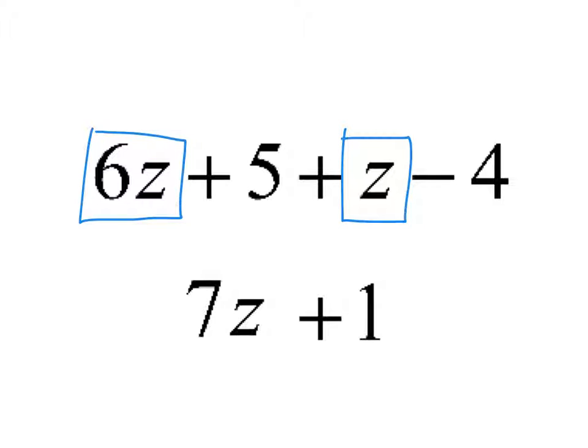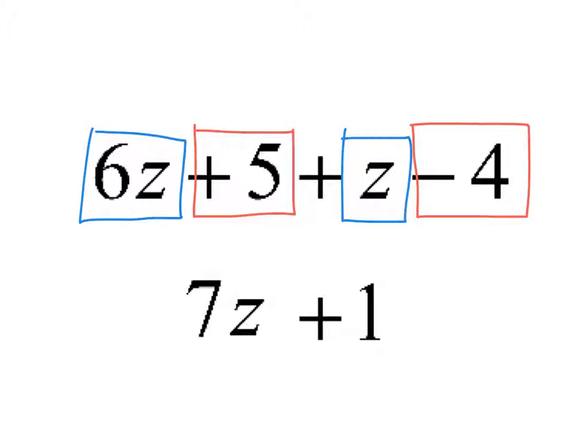Our next equation is going to have 2 variables that we can combine, but it also has 2 constants that we can combine. So if we combine that 6z plus z, and if you wanted to rewrite it just to make sure, you could write 6z plus z plus 5 minus 4, if that makes it a little bit clearer on how you're going to be combining. Our 6z and our z combined are going to give us a 7z. Positive 5 minus 4 gives us a positive 1. So that expression combined is going to give us 7z plus 1.